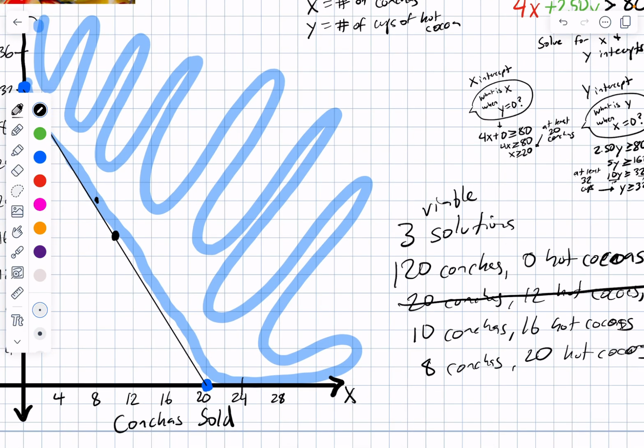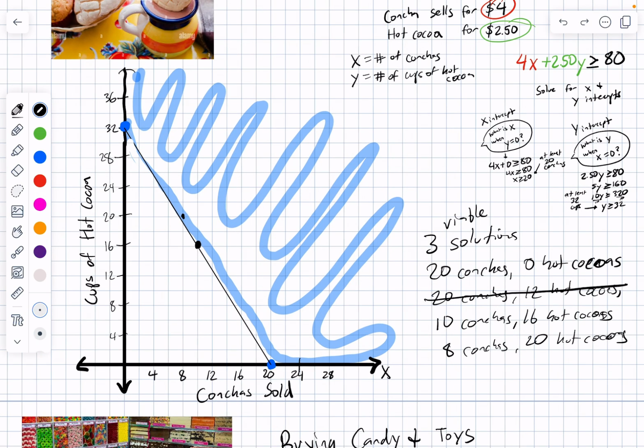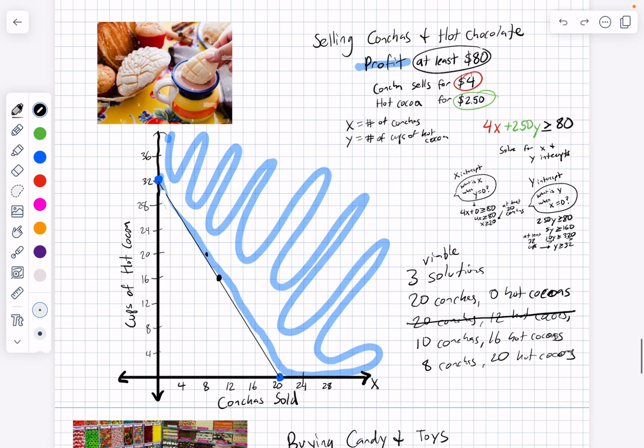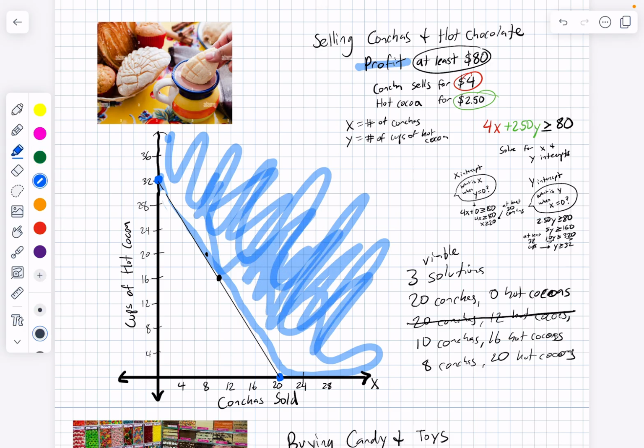Don't put like 100 conchas and 100. Like, I'm just a small business, dude. I'm not going to be cranking out, so don't pick theoretical ones that aren't reasonable. Okay, and we know this is shaded on this region because the profit we want to be at least $80. Okay, so that's that one.